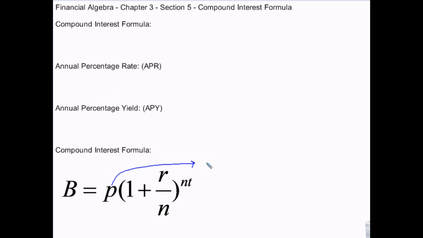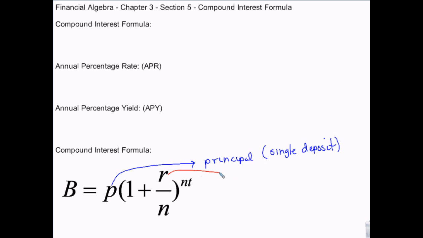This is your principal. Okay, and this is a single deposit. So again, like the simple interest formula, this formula is limited to: I deposit this money in the account one time, and I just let it sit there for however long.